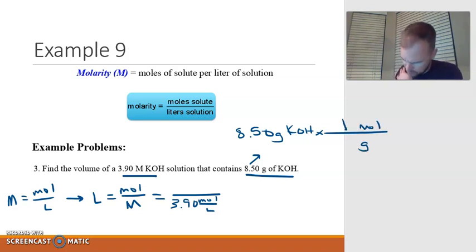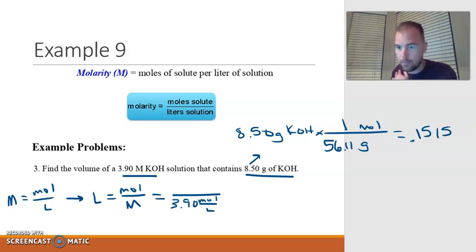So 1 mole of potassium hydroxide. Let's figure out what that would be. Okay, so roughly that molar mass is going to be about 56.11 grams. And so when I divide 8.50 by that mass, okay, I'm going to end up getting my number of moles is approximately 0.1515 moles. So that's what's going to end up going on the top here, 0.1515 moles. And now you can see how the moles will cancel. And so your volume is going to end up being in liters.